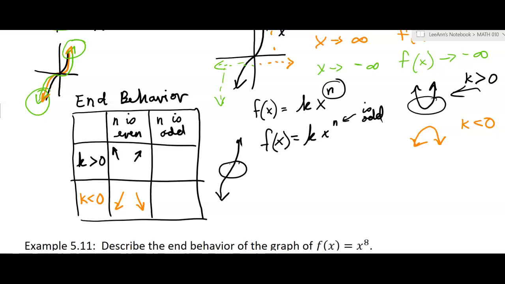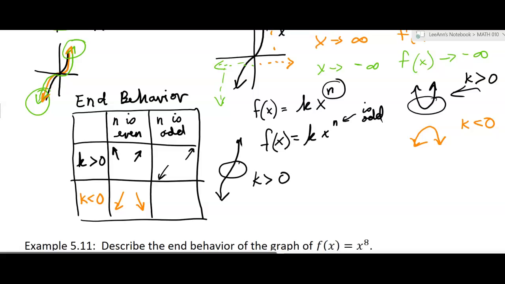So if k is positive, then you're going to have one going up to the right, and then the other one's going down to the left, okay? So picture yourself like John Travolta dancing at the disco. You know, one arm up, one arm down. Okay. And I guess he's right-handed.